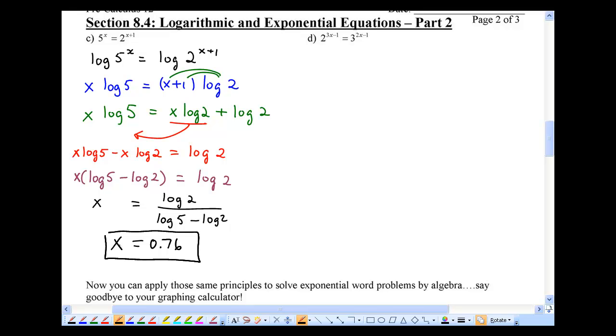D is very similar to the one we just did in C and our first example today. So once again, I don't want to do it for you. Why don't you go ahead and try it on your own. Please stop the video and do it on your own first. And let's see if you get the same answer as me. Okay? Go.